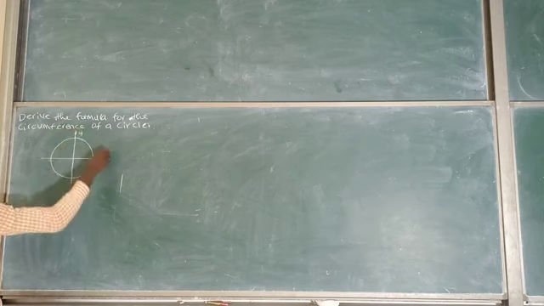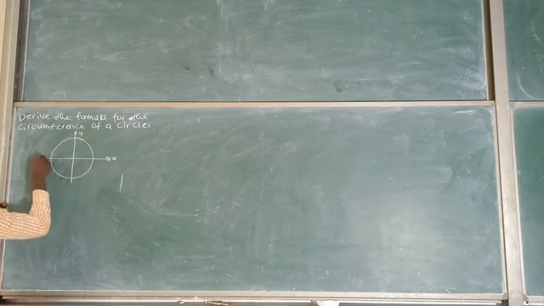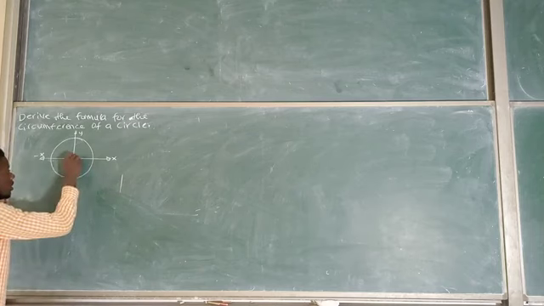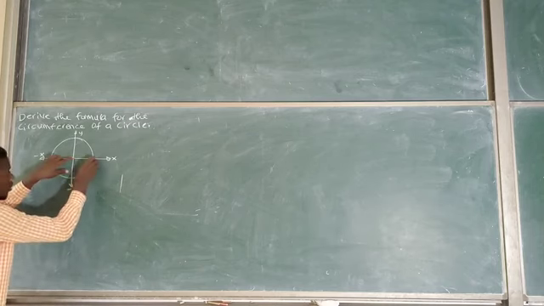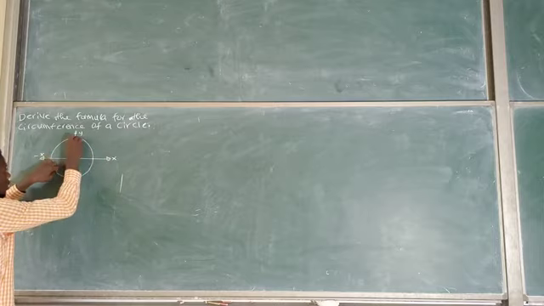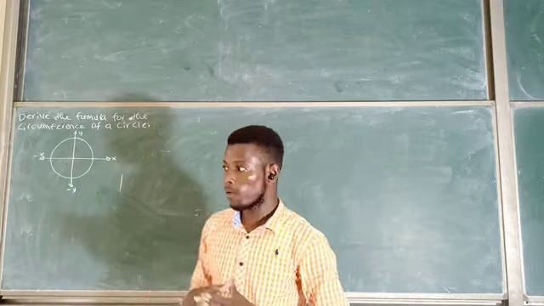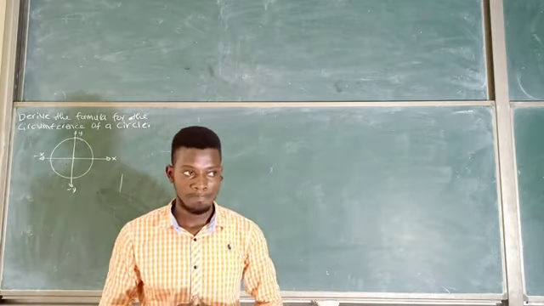This is y, this is x, this is negative x, and this is negative y. So the origin of this circle is 0, and the distance from here is some r. The distance from here is some r. Now we are going to use the calculus approach to derive the formula for the circumference of a circle.